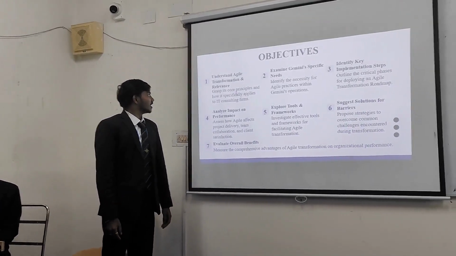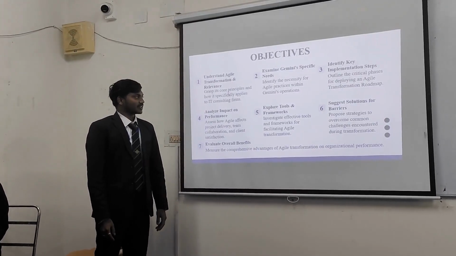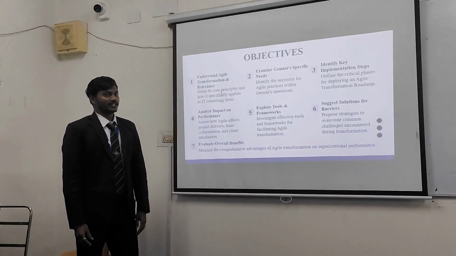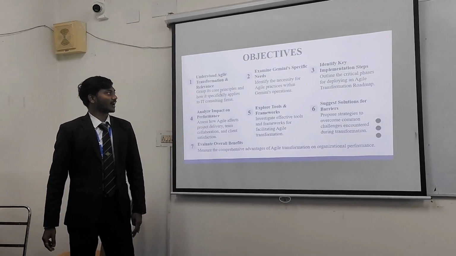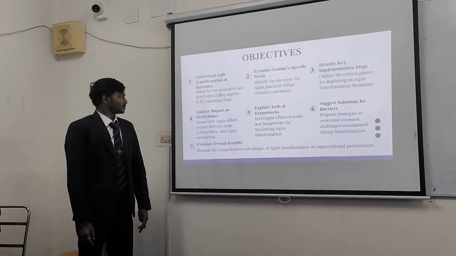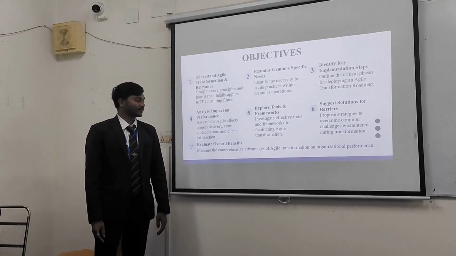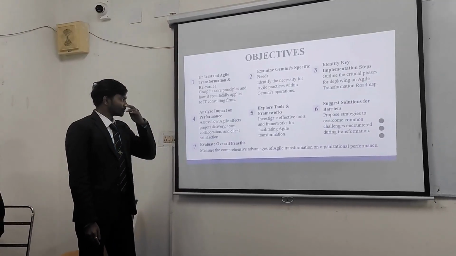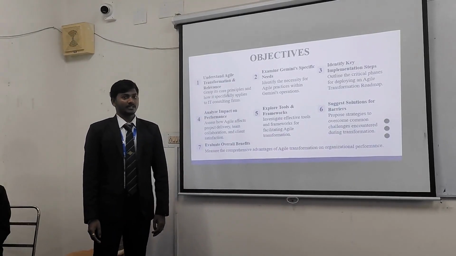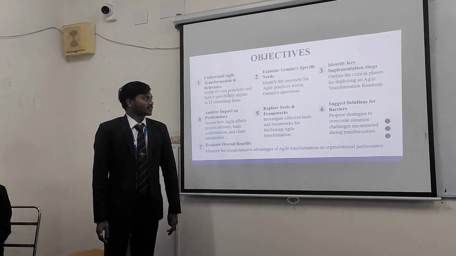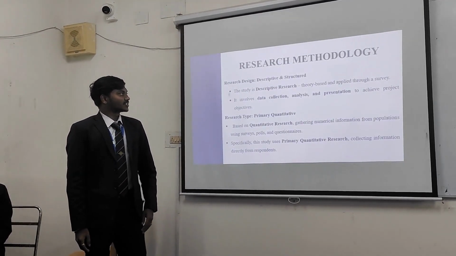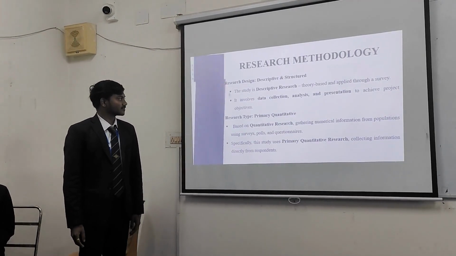Next, the objective of the study: to understand agile transformation and its relevance in IT sectors. Then, to examine Gemini's specific needs for agile in the organization. Then, identify key implementation steps. Then, to analyze impact on performance, that is, assess how agile affects project delivery, team collaboration, and client satisfaction. And the fifth objective is to explore tools and frameworks of agile, that is Scrum and Kanban tools, and to suggest solutions for barriers and evaluate overall benefits of agile. Then research methodology. Go to the previous one.